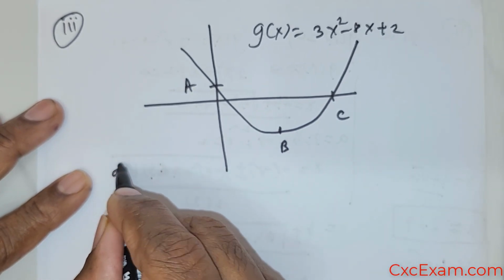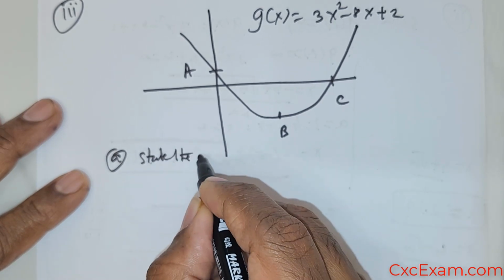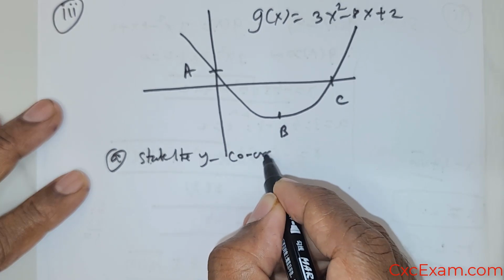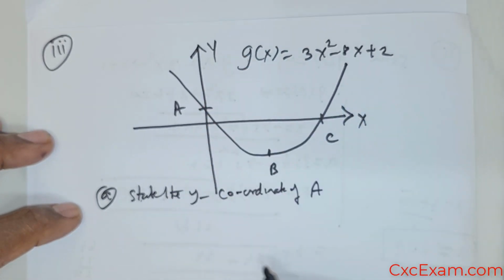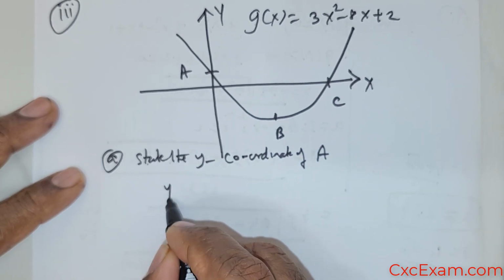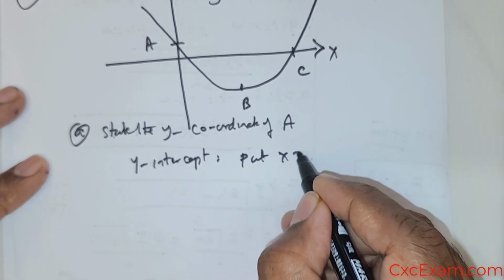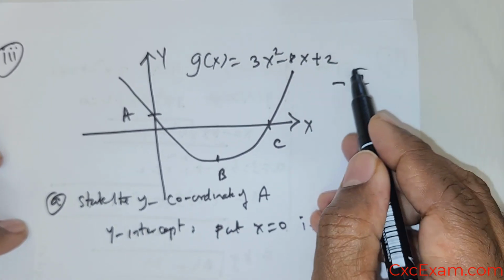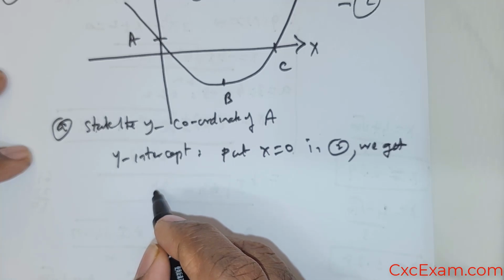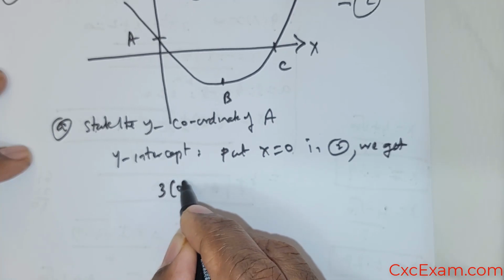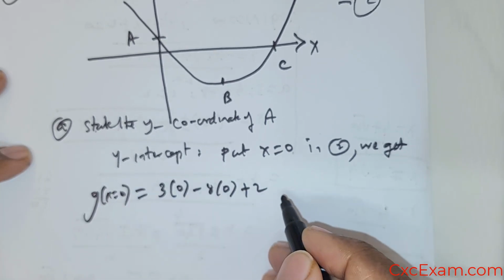Now the first part of the question is, you have to state the y coordinate of A. So this is the x axis and y axis. The y coordinate of A means they are asking us to get the y intercept. The y intercept is got when you put x is equal to 0 in g of x. So 3 times 0 negative 8 times 0 positive 2.